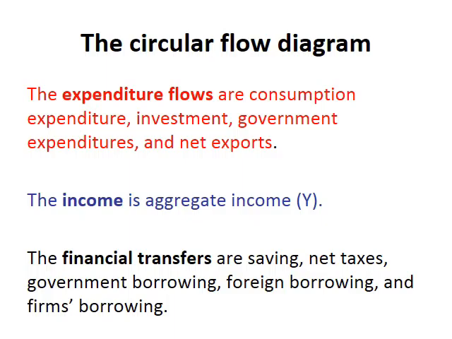So the circular flow diagram. The expenditure flows, which we looked at, are consumption, which is C, investment, government expenditures, and net exports. So C, G, I, and X minus M. The income is the aggregate income, called Y. So we could say that Y equals C plus G plus I plus X minus M. The financial transfers are saving, net taxes, government borrowing, foreign borrowing, and firms borrowing.